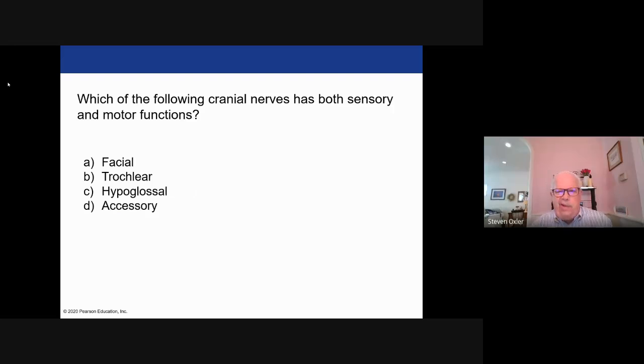Which of the following cranial nerves has both sensory and motor function? Here you have to know what all of these cranial nerves do. A is the answer. It's facial. It's both a motor and a sensory nerve. Now, let's focus on the other three.